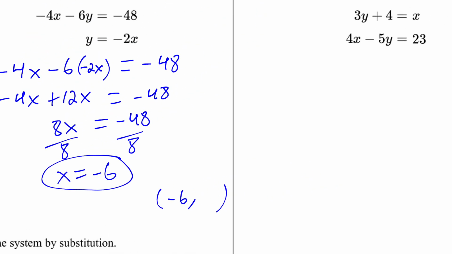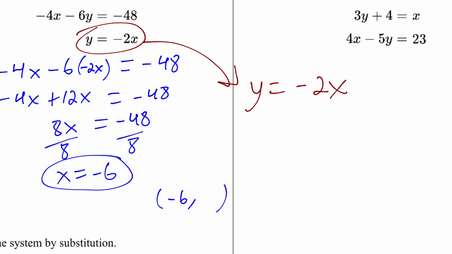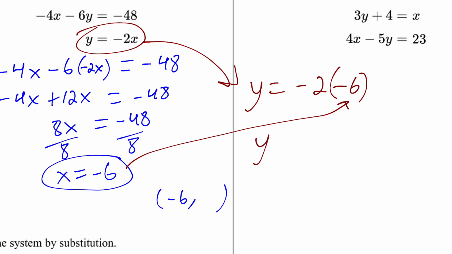So let's choose one of our original equations. I like to use the smaller one. And instead of writing an x, I can write parentheses, because that's what I will be filling in for, negative 6. So negative 2 times negative 6, parentheses means multiply, is 12. There's our final answer.